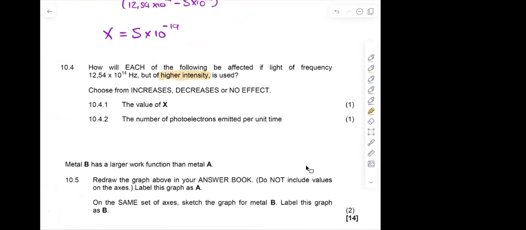So what will happen if I use light of the same frequency, but higher intensity? This is the thing we need to note that we're answering. If I use light of higher intensity, what will the effect be on the following? The value of X, meaning the energy of my photoelectrons. Will it increase, decrease, or have no effect? I'm giving you guys 30 seconds to put that down. If I increase the intensity of my light, what will happen to the value of X, which is the energy of my photoelectrons? 30 seconds, post your answers in the chat.